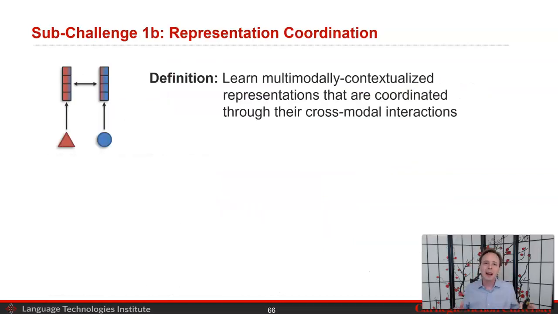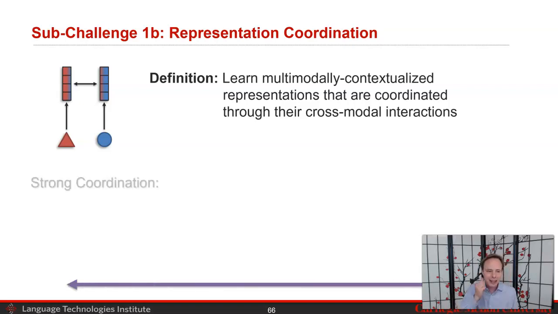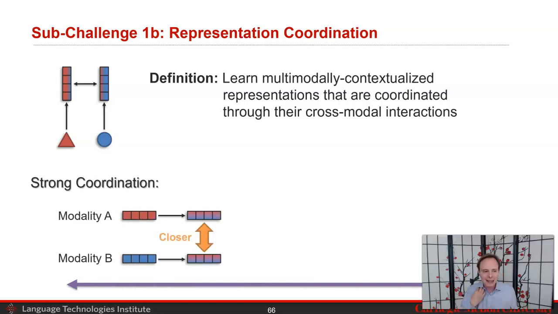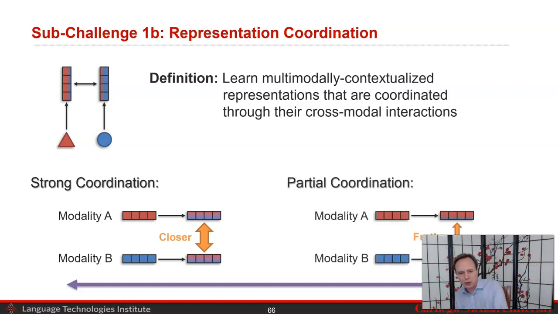The second type of challenge is representation coordination. Learn multimodal contextualized representations that are coordinated through those cross-modal interactions. So in this case, when you study it, there will be strong coordination and there will be partial, or weaker, coordination. Strong coordination means that I'm learning representations for each modality, but I'm enforcing them to be very, very close to each other. Maybe even equal will be the extreme version.